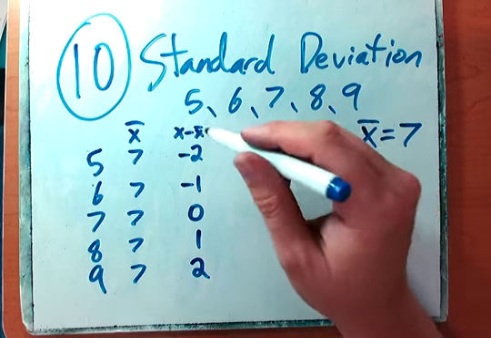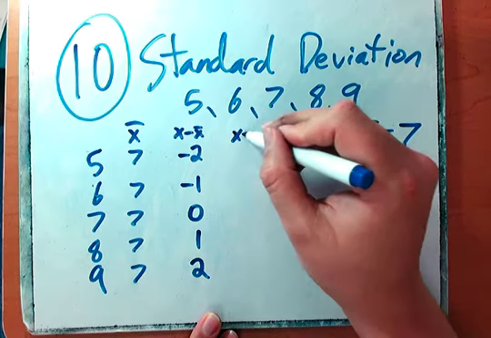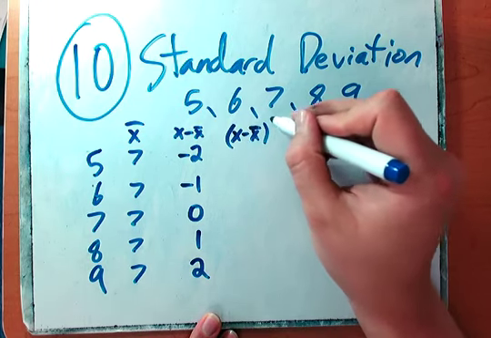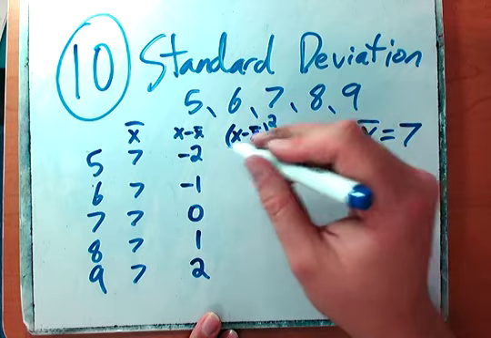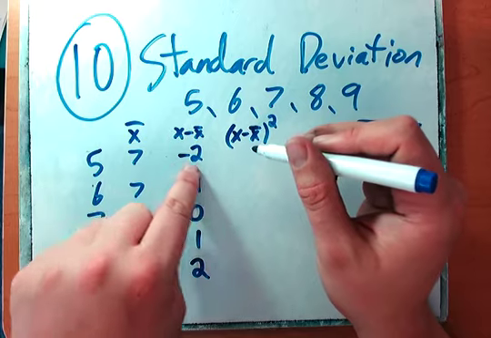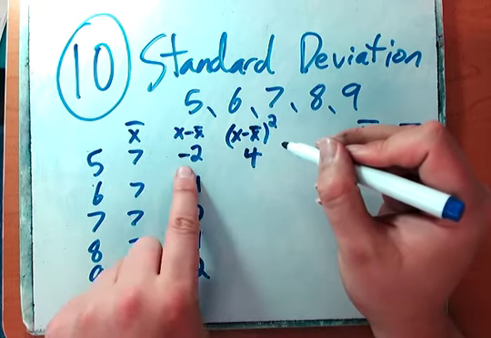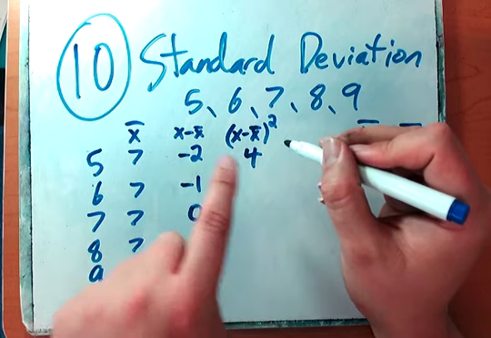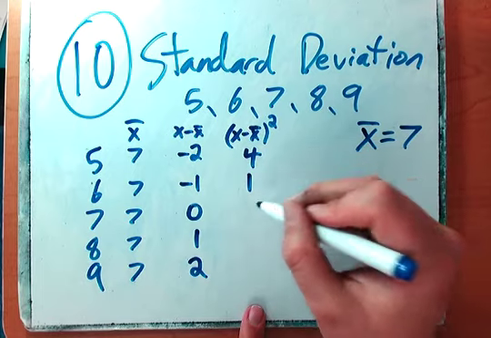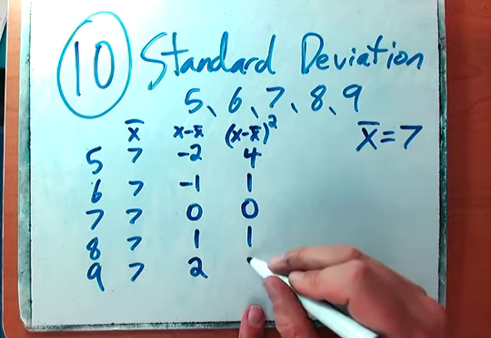Now, you want to take x minus x bar, and you want to square it. So negative 2 squared, a negative times a negative is a positive. So negative 2 times negative 2 is positive 4. Negative 1 times negative 1 is 1. 0 times 0 is 0. 1 times 1 is 1. 2 times 2 is 4.